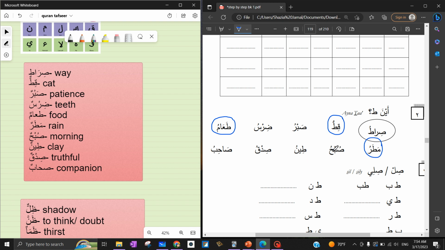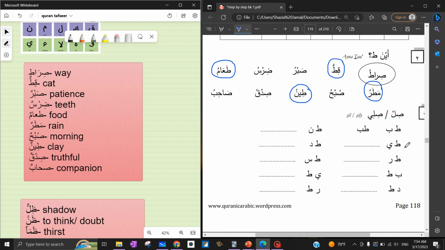Matar, rain, yes, there is one in between. Subh, morning, there is no ta. Teen, yes, there is, and it is the initial letter. Sidqan, truthful, there is no ta. And sahib, companion, there is no ta. So let's see exercise number 3.